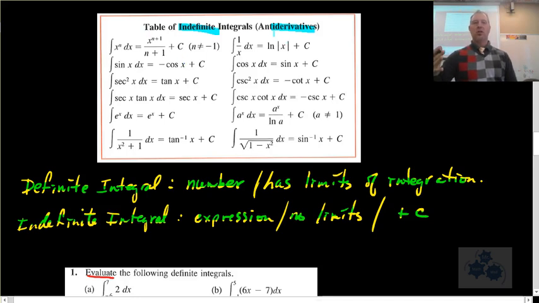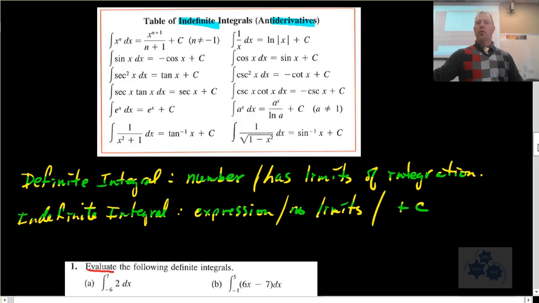I believe this is in your textbook that you have in front of you. You would do well to memorize many of these, but you will have this as a reference as you move through. So I wouldn't expect you to memorize all this right now. Okay? So as you look at an integral now, you'll be able to tell whether it's a definite integral or an indefinite integral.